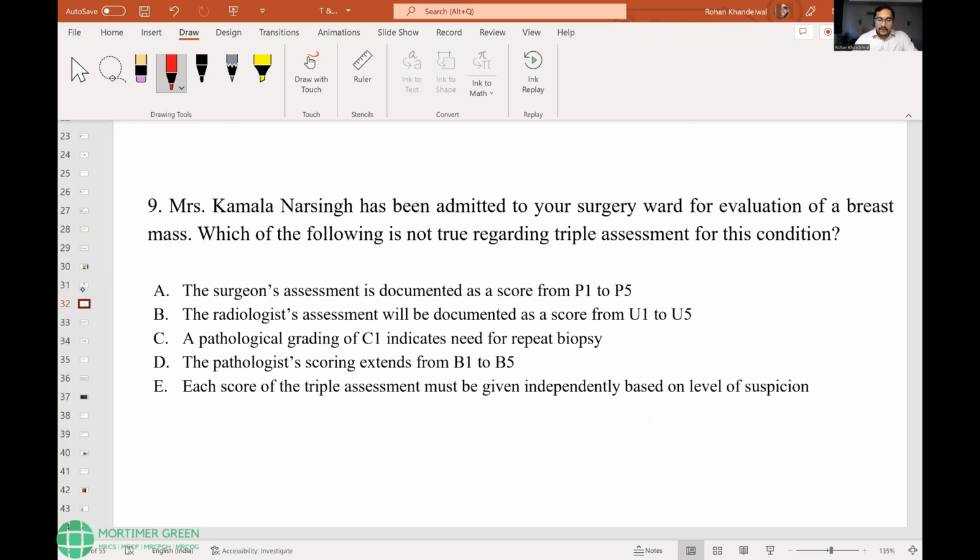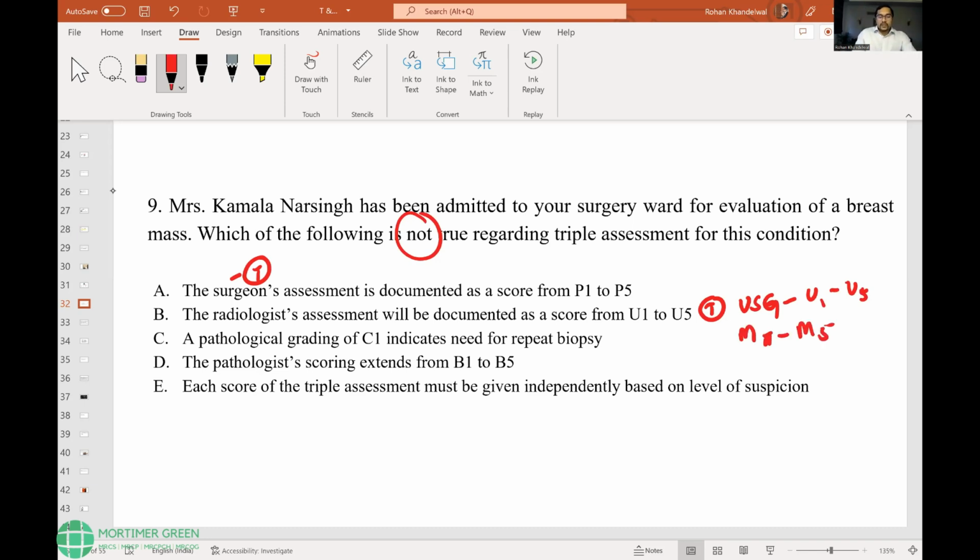So Mrs. Kamala Nursing has been admitted to your surgery ward for evaluation of a breast mass. Which of the following is not true regarding triple assessment of this condition? Now, these terms are very unique to the UK, right? A surgeon's assessment is documented in the score of P1 to P5. This is true. Radiologist assessment can be U1 to U5. This is also true. So when we are reporting an ultrasound, it will be U1 to U5. If it is a mammogram, it will be M1 to M5.